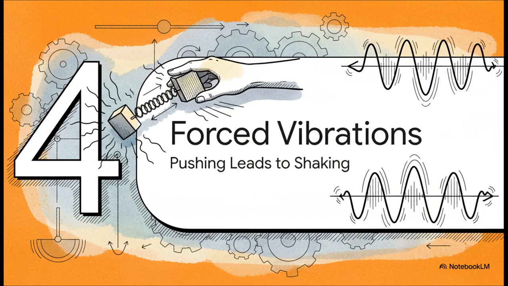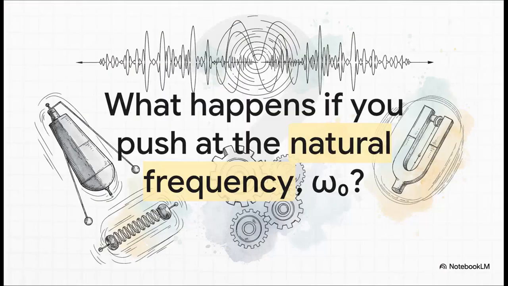All right, we've seen what the system does on its own. Now for the real fun. What happens when we add that external force back into the mix? What if we start pushing on the mass over and over again? And let's get specific. We know the system has a favorite frequency it wants to vibrate at, that omega naught we talked about.